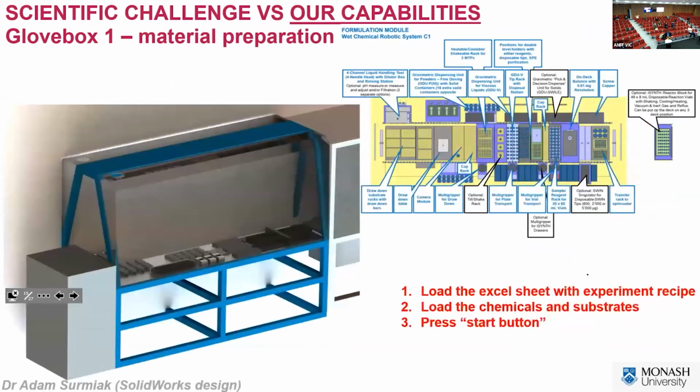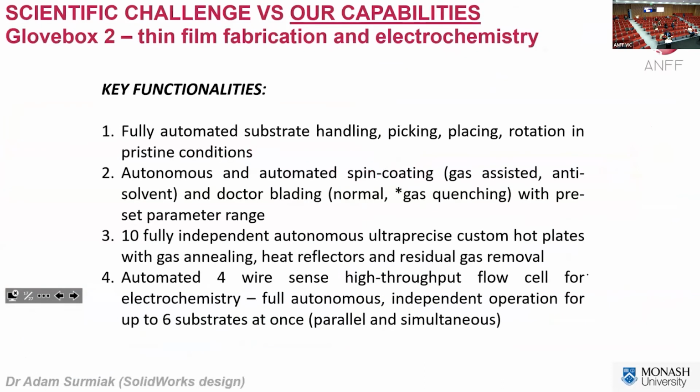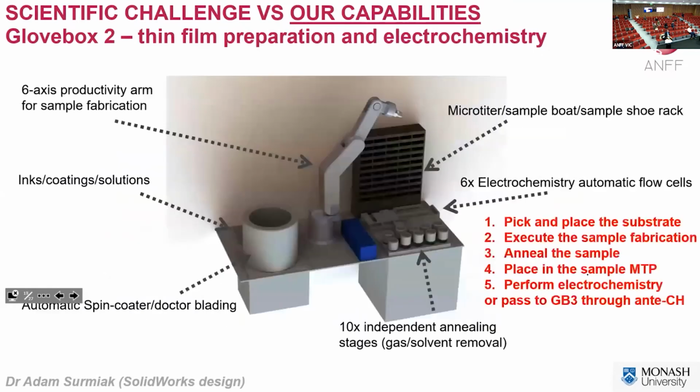This is the layout. We just load the Excel spreadsheet into our robot, press one button, and basically everything magically happens. In glove box 2, we've got some functionalities that I've listed here: handling, picking, placing, rotation, et cetera. I won't be going into the details. If someone wants to inquire, we can have time later on.